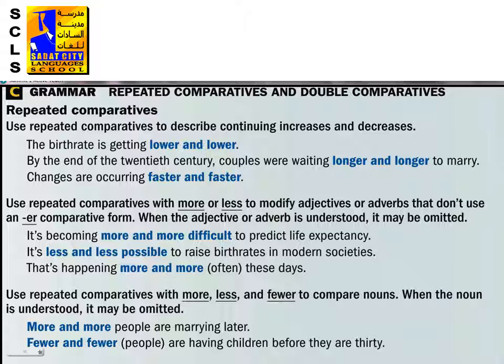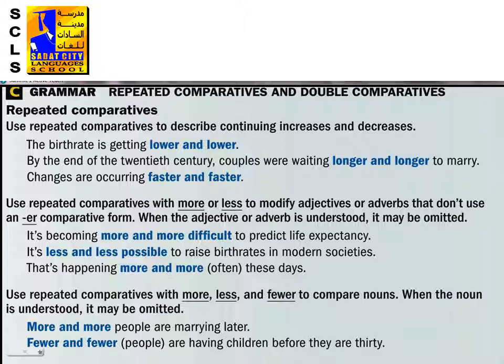Example, the birth rate is getting lower and lower. By the end of the 20th century, couples were waiting longer and longer to marry. Changes are occurring faster and faster. In these three examples, we noticed the repetition of comparatives, lower and lower, longer and longer, faster and faster, to describe continuing increases and decreases.